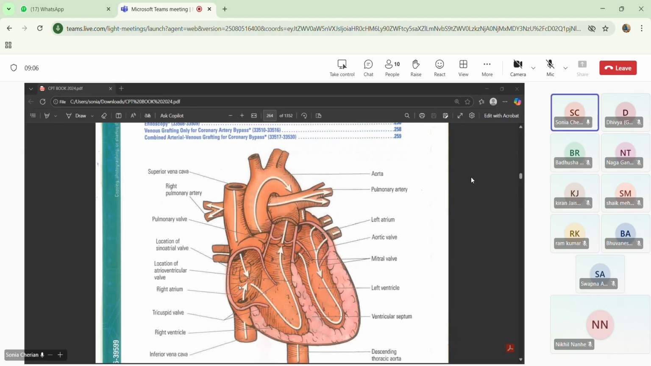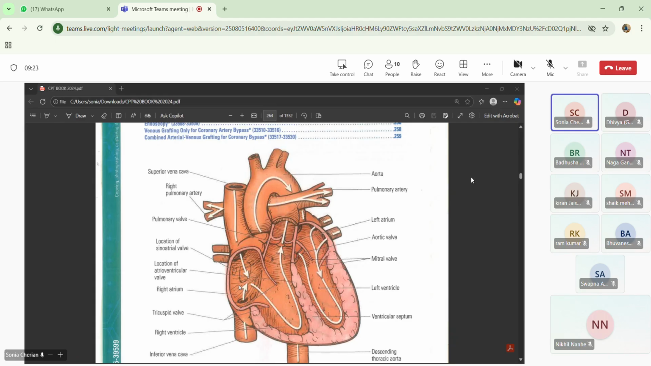Then we have the cardiomyopathy. It is nothing but the heart muscle becoming enlarged, there might be thickening or stiffening of the heart muscles, the outer heart muscles or the middle heart muscles. Then we have the CAD. We call it coronary heart disease.